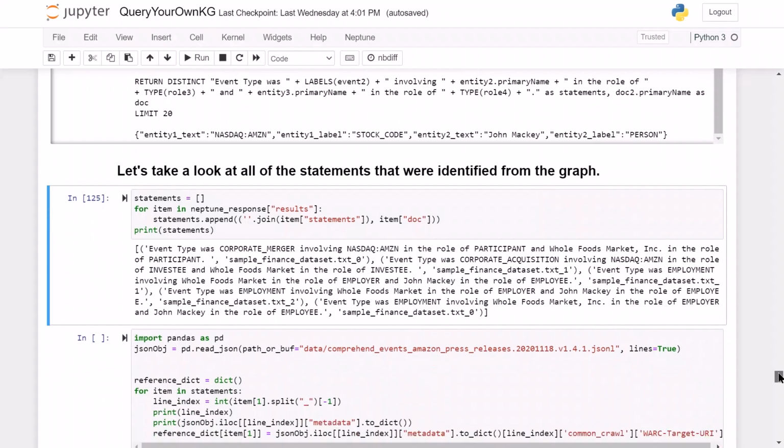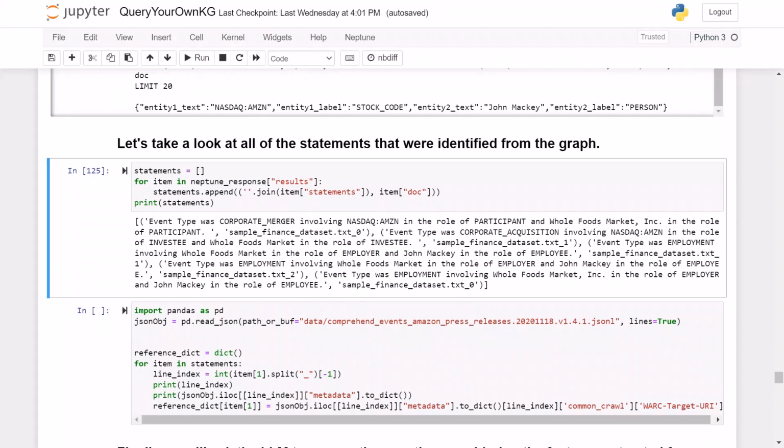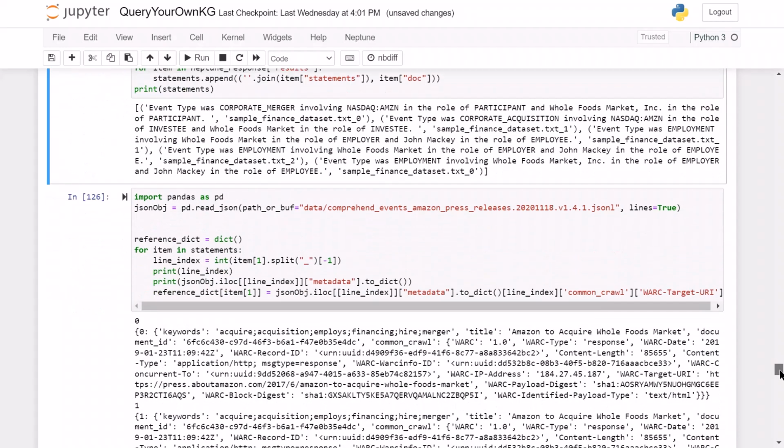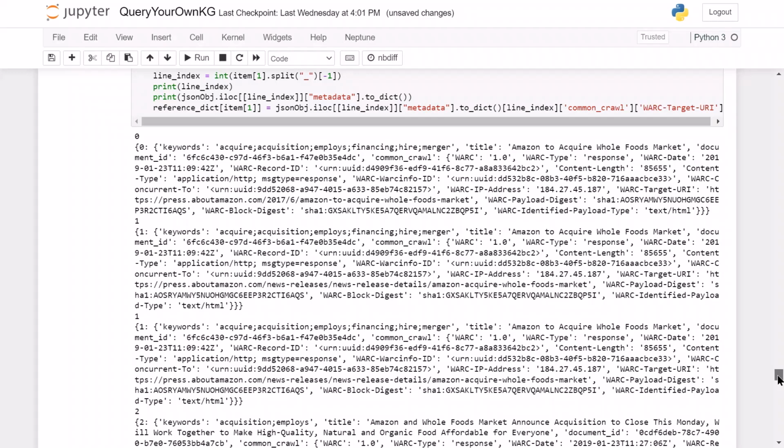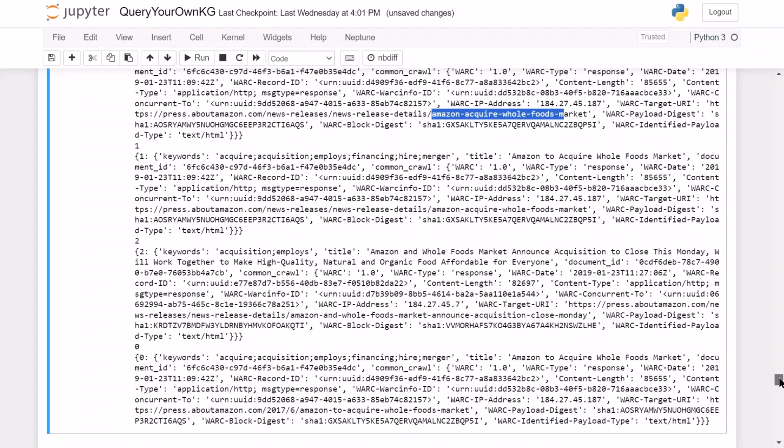So now, because we want to show what references these were in, I'm going to load the raw data, and inside the raw data it has the URL of the actual document. So I'm going to create this little reference table for the LLM that is going to get the actual URL of the press release that these are extracted from, so it can return references and show me where it found the information that it extracted.